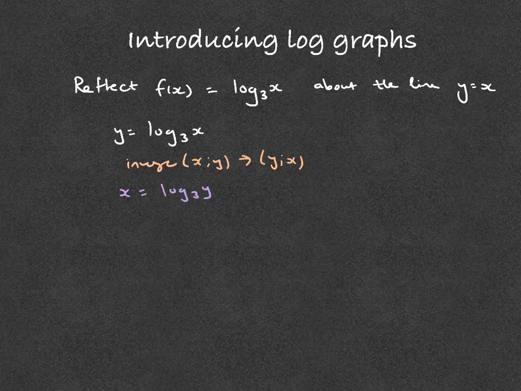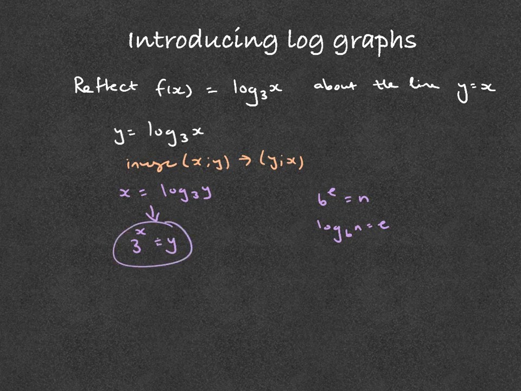Okay, so what does that mean? So remember, base to the exponent is equal to number. That means log base of the number is equal to the exponent. So in other words, that is exactly the same as saying 3 to the power of x is equal to y. So that is actually just the graph of y is equal to 3 to the power of x that's been reflected by the line y is equal to x. And that makes life much easier.